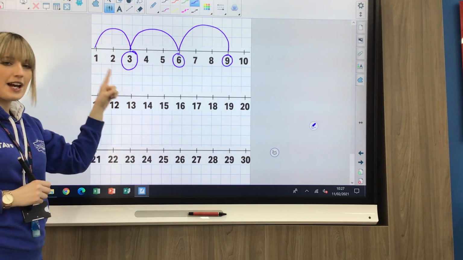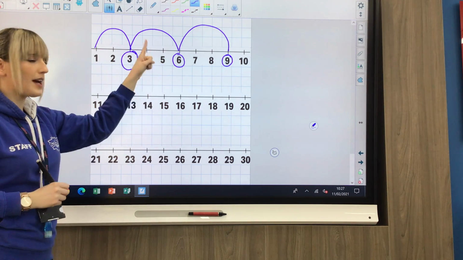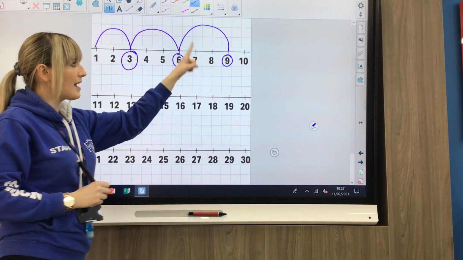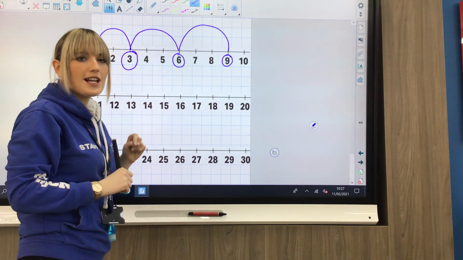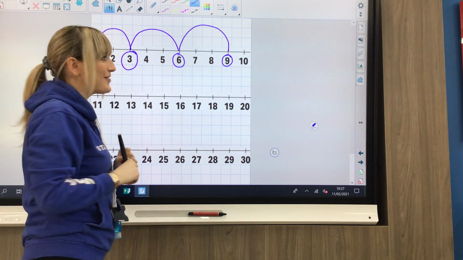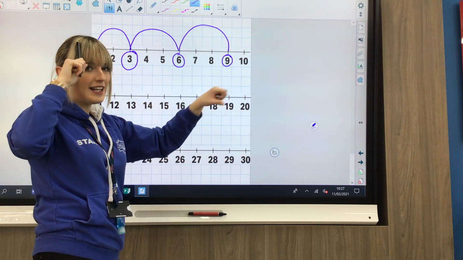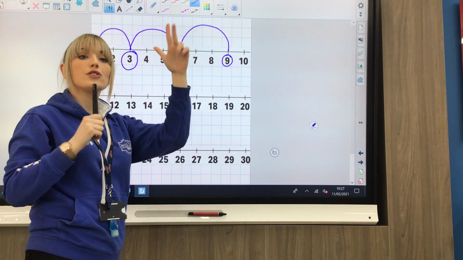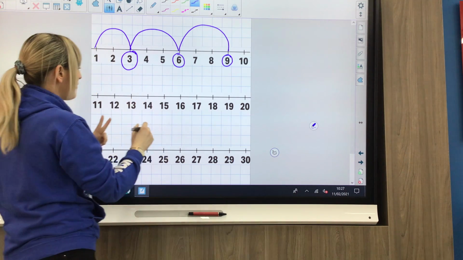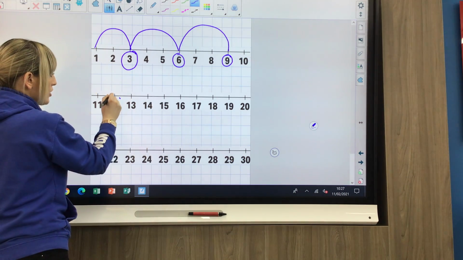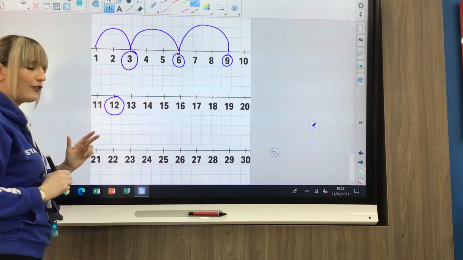So 1 times 3 is 3. 2 times 3 is 6. 3 times 3 is 9. 4 times 3 is, well done if you said 12. So we've got 9, 10, 11, 12. So another jump of 3 would take us to 12.